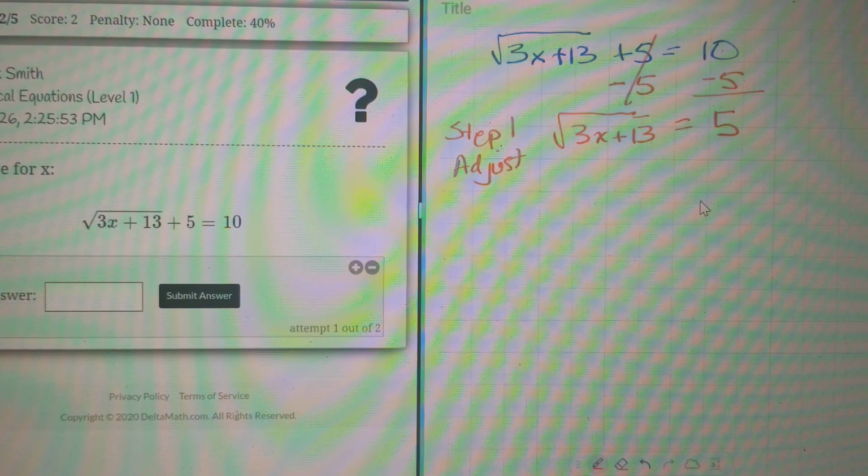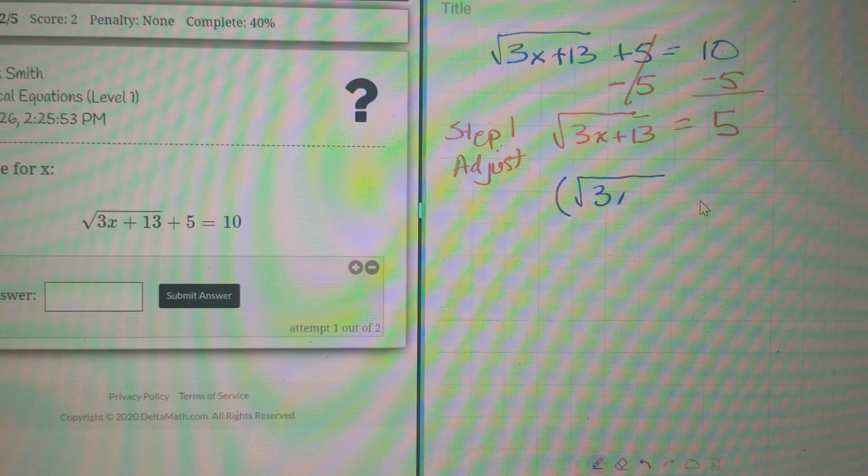All right, step 2 is square both sides. You don't need to draw this, but I'm going to draw it just to make sure you understand what's happening. We're going to take that whole thing and we're going to square that, and we're going to take this whole side and we're going to square that. So we're squaring both sides.